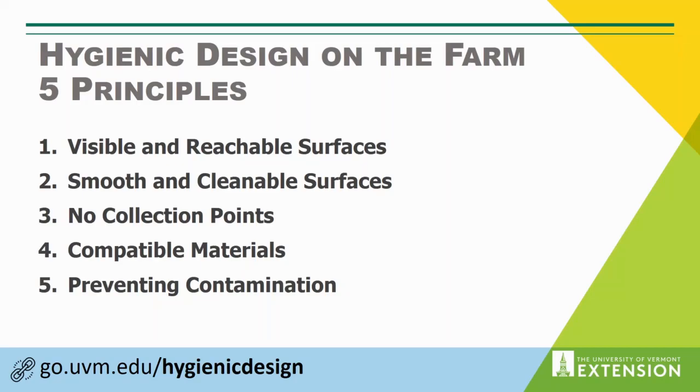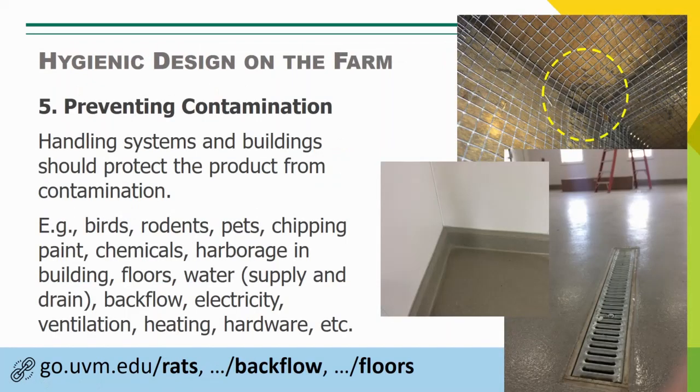This video is about the fifth and last key principle of hygienic design that we're going to cover: preventing contamination. I mentioned during the introduction that this is sort of a catch-all, and it's meant to really cover some of the more broad areas of potential contamination around the equipment and maybe within the building. It includes thinking about our handling systems and buildings in such a way that we protect the product from contamination.